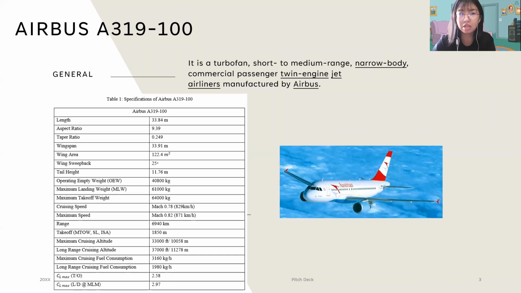The aircraft chosen is Airbus A319. It is a turbofan short to medium range, narrow body, commercial passenger, twin engine jet airliner manufactured by Airbus. The table shows some important specifications about Airbus A319.